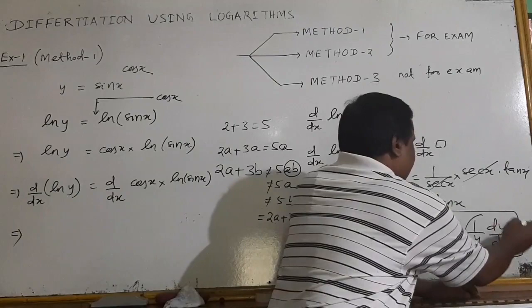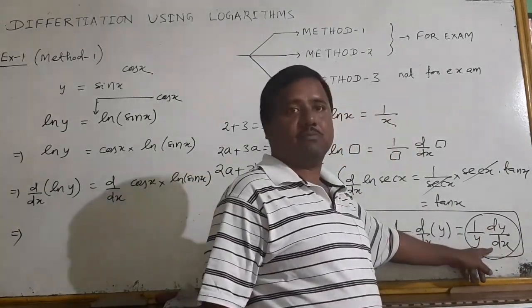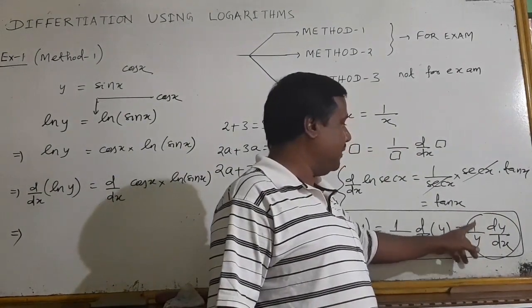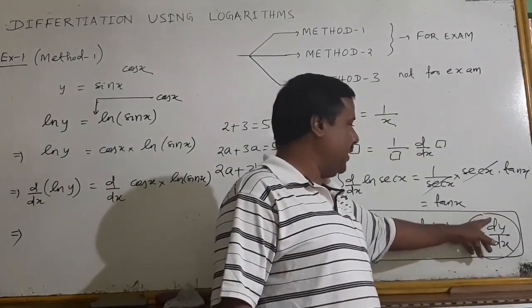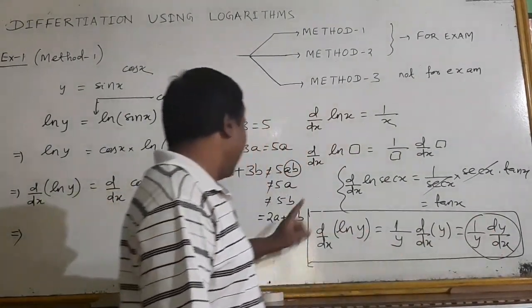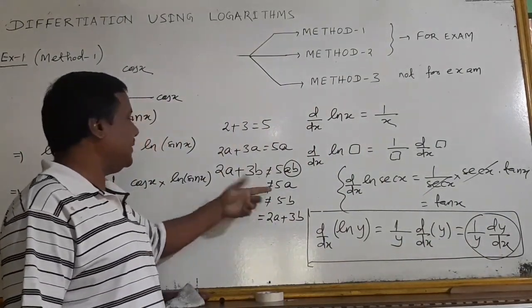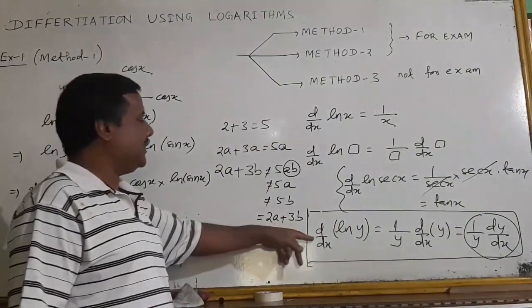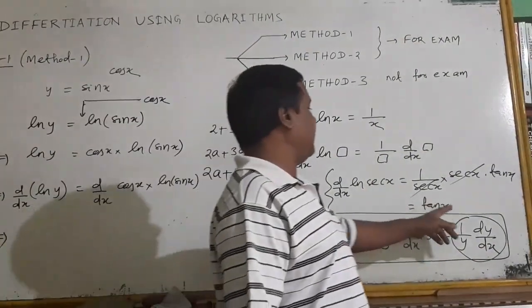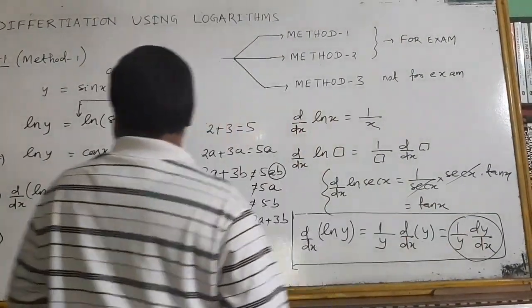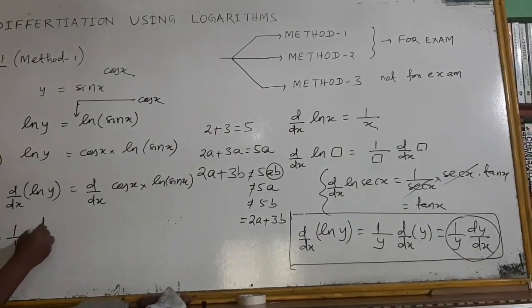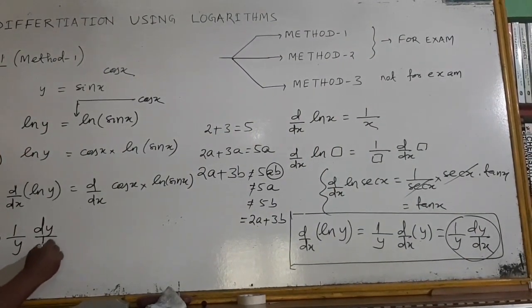This is a headache for us, but don't think of it as a headache. You should keep it as 1 by y into d by dx of that y, like this, 2a plus 3b. It is nothing but that, 2a plus 3b. Similarly, d by dx of ln y is nothing but 1 by y dy by dx. So it becomes 1 by y into dy by dx.